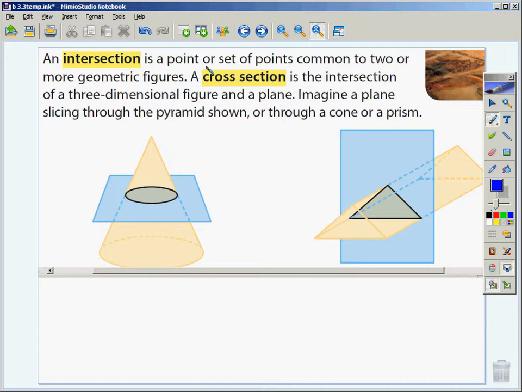Does anybody know what shape the original 3D object is? It is a triangular prism because the base is triangular shaped and it has two bases that are the same, so it's a triangular prism. They pass the plane through it. What's the intersection? It's a triangle. Everybody understand what we're doing?